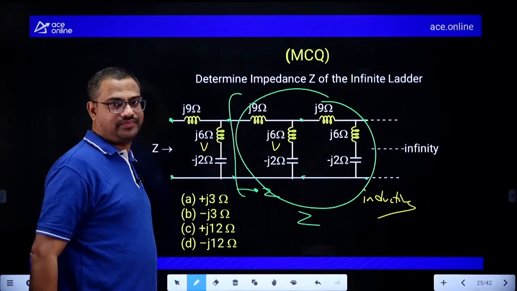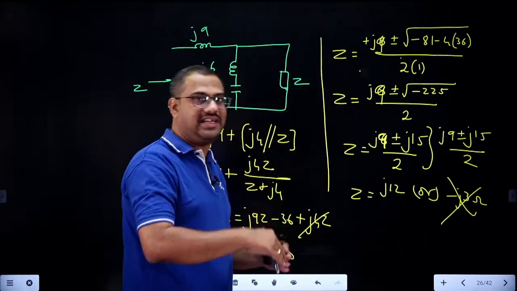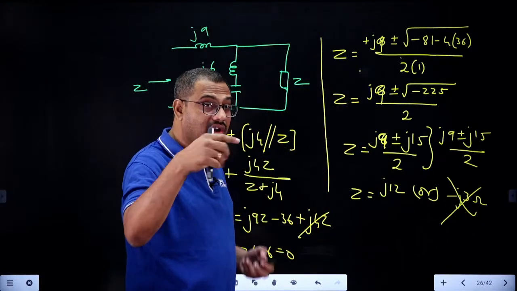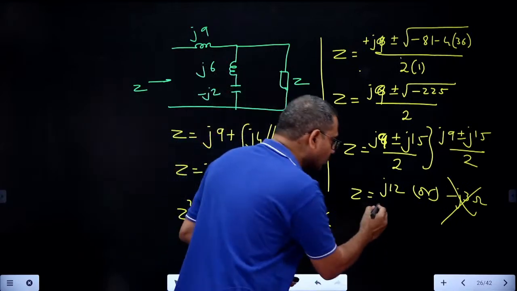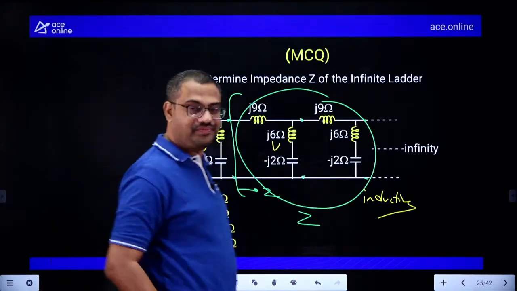It cannot be capacitive. That is why this is not correct. Though mathematics gave it, technically or physically it is not correct. So the answer is only J12. Answer is only J12. See how good it is.